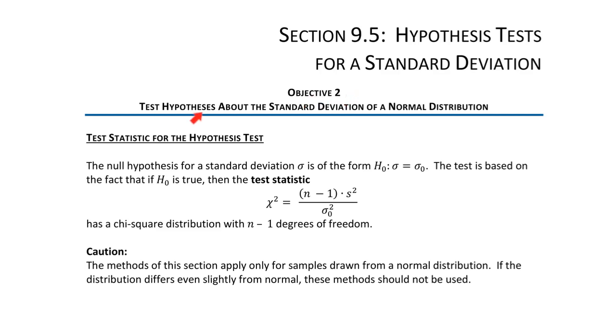Objective 2. Test a hypothesis about the standard deviation of a normal distribution. The test statistic for the hypothesis test follows a chi-square distribution with n-1 degrees of freedom. This method applies only to samples drawn from a normal distribution. If the distribution differs even slightly from the normal, we cannot use this method. We will focus on how to perform a test using the critical value method and Table A4.